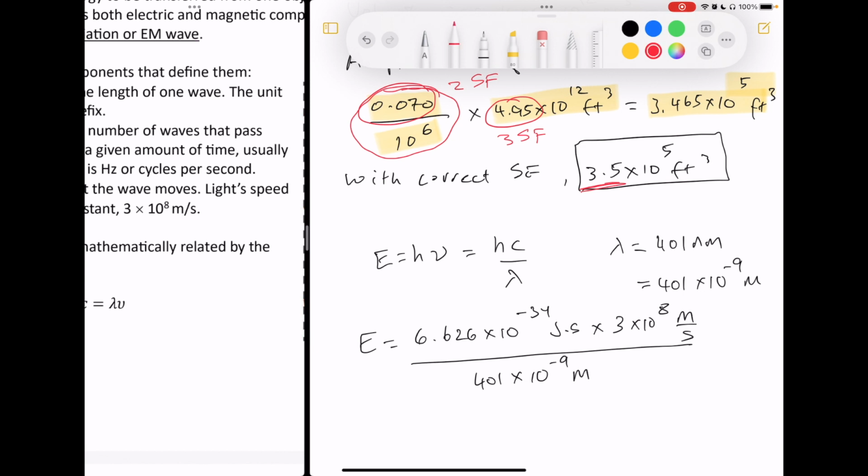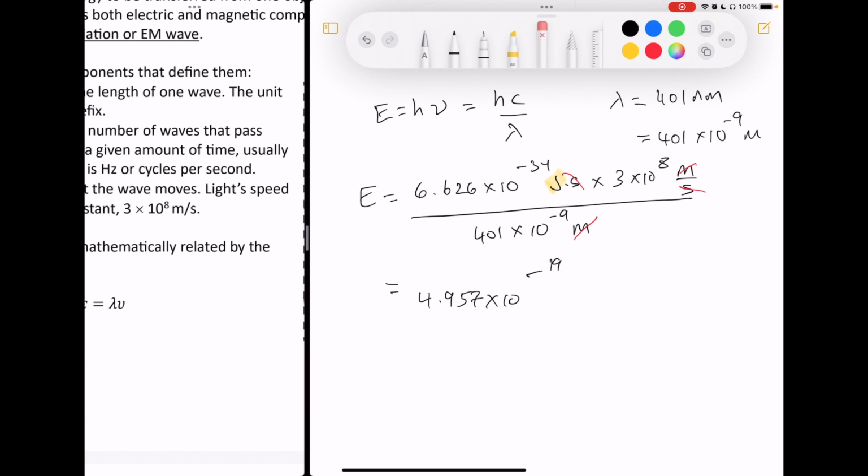Okay, now this calculation might look a little difficult, but it actually allows you to cancel some stuff. So you notice that here I have a denominator and numerator of seconds, and I can cancel that. Here I have a numerator and denominator of meters. I can cancel that. So notice that I just get a unit of joules at the end. That's the only thing that's left in terms of unit. And so the rest is just multiplying those numbers together and giving me 4.957 times 10 to the minus 19 joules.